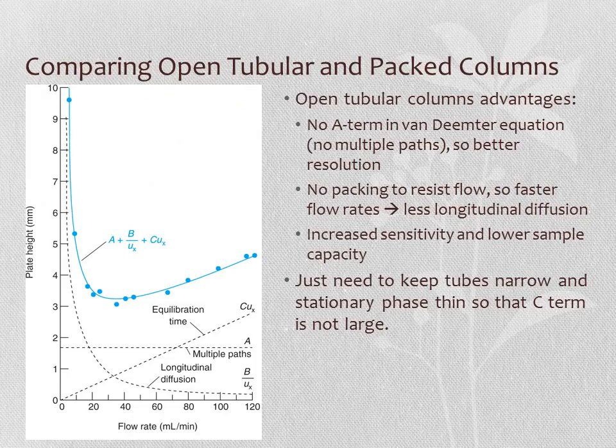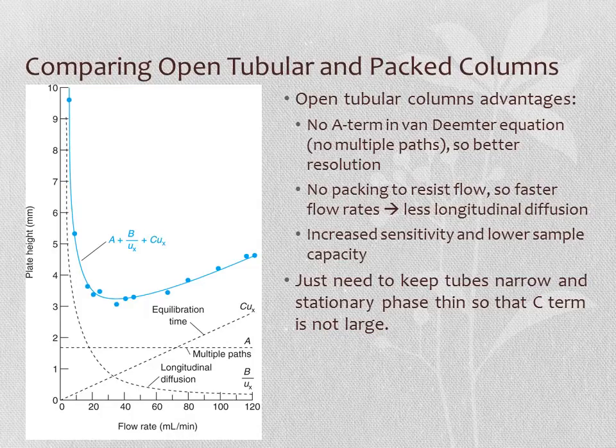In summary, when we're talking about plate height, it might be helpful to wrap up by comparing open tubular and packed columns. The advantages of the open tubular columns are that there's absolutely no eddy diffusion path, no A term in the Van Deemter equation. So you're going to get better resolution because we can wipe that out altogether. Also, because there's no packing to resist the flow, you're going to have faster flow rates, which means you'll have less longitudinal diffusion, less of the B term.